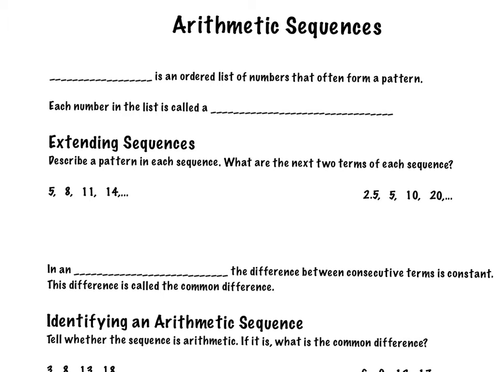So a sequence is an ordered list of numbers that oftentimes form a pattern, right? And each one of those numbers in the sequence is called a term of the sequence. Okay, so we have each term, and then we look to see what pattern is happening between them.